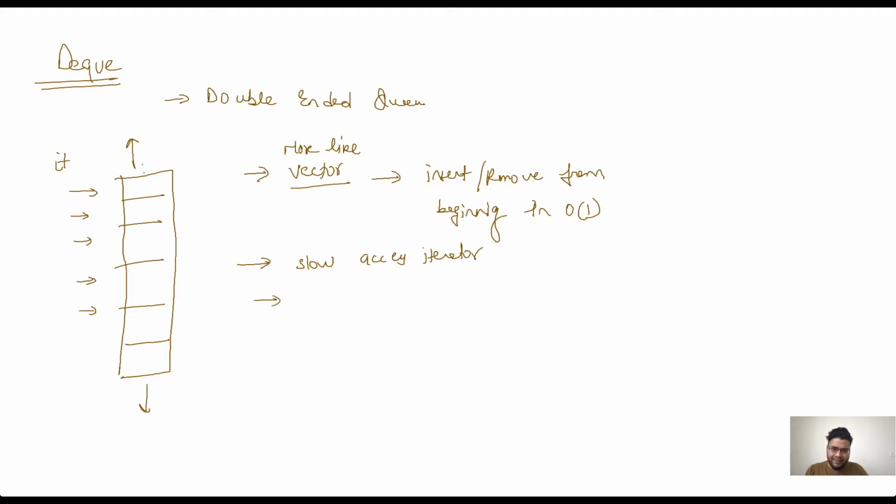The other thing is there is no contiguous memory location. Now this is very important here. In vector, we discussed we have a contiguous memory allocation, right? So whatever elements were present, they were actually one after another in the memory. But in case of deque, these are not one after another. So the memory allocation of deque is not contiguous in nature.